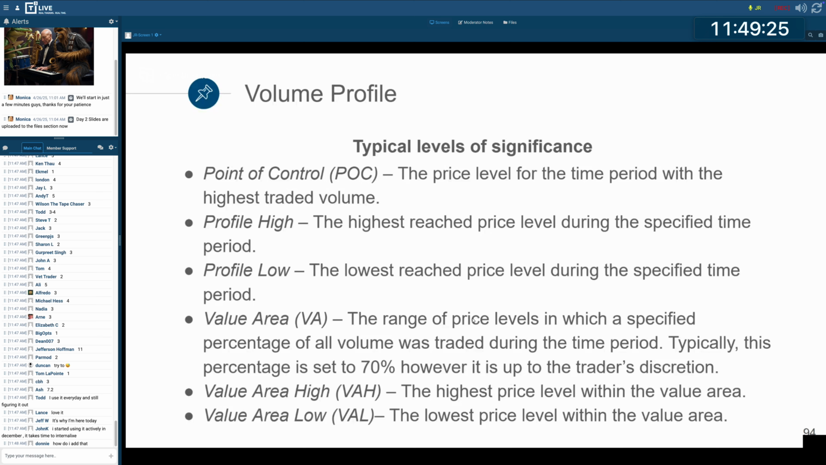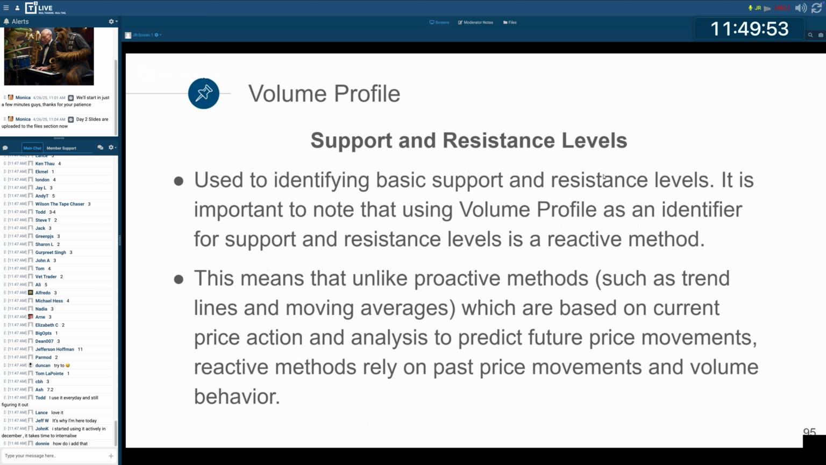The value area, of course, is the range of price levels in which a specified percentage of all volume was traded during the time period. Typically, people still set it to 68.5 or 70%. That's trader discretion. And so these are the primary levels of significance that we talk about.